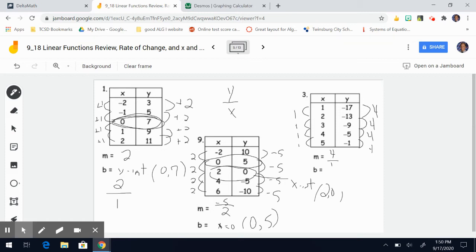Now here's my question. If you look at this table, we're looking for that y-intercept where x is 0. Do you see that anywhere in our values for x?